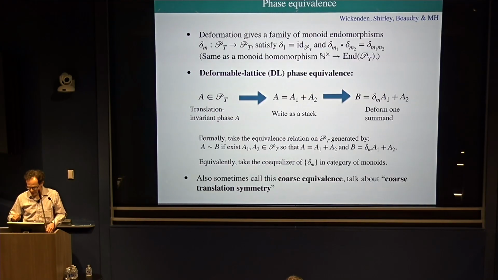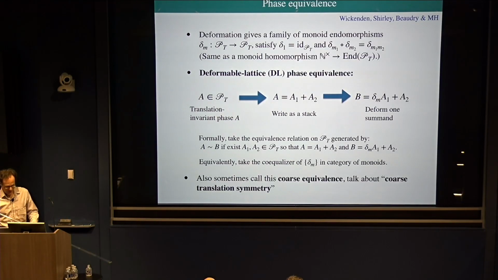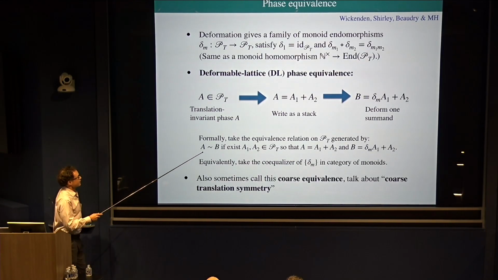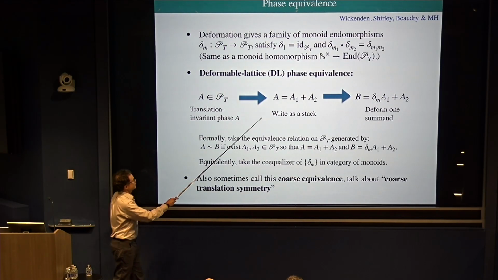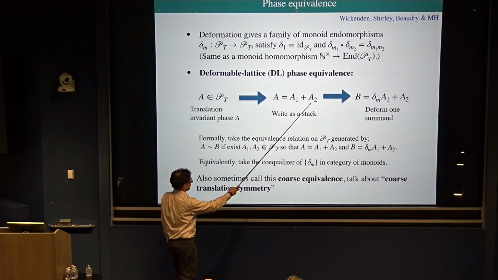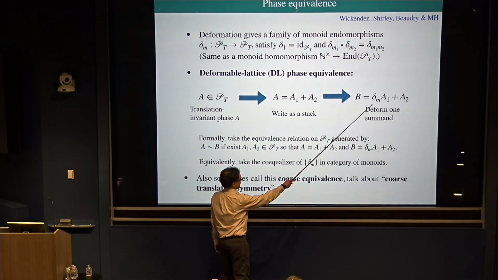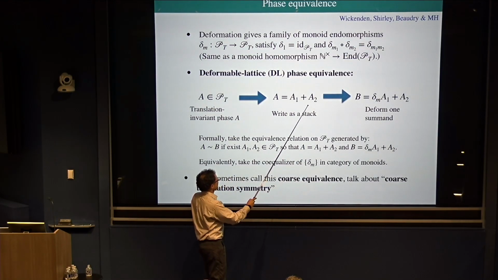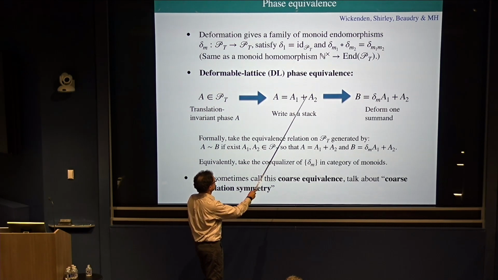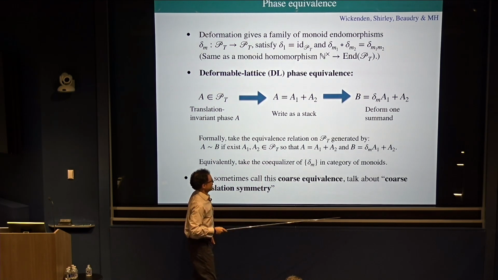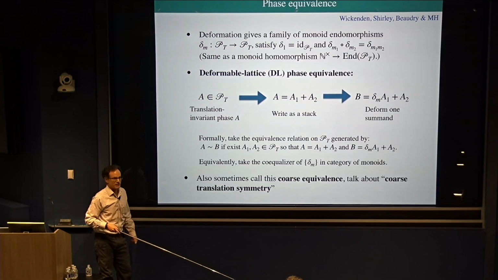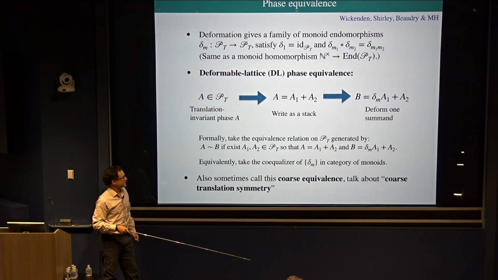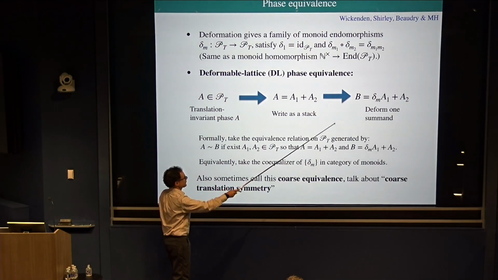And there's some technical comments here that I think I mostly want to skip. But the way that you actually define the equivalence relation is you take a translation invariant phase, you write it as a stack of two other phases, and you deform one of the summands. You might think, why do you do this step? Why not just deform it right away? If you do that, you wind up losing your binary stacking operation. You can't keep it. And this can actually be physically justified.